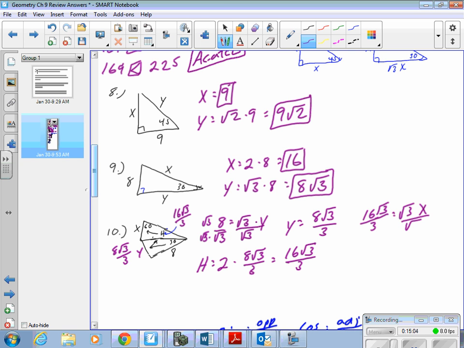And divide both sides by the square root of 3, which is the same thing as multiplying by 1 over the square root of 3, which allows us to cancel out the square roots of 3, since we've got one on the top and one on the bottom. So we end up with 16 over 3 is equal to x, which is the answer we're headed for.